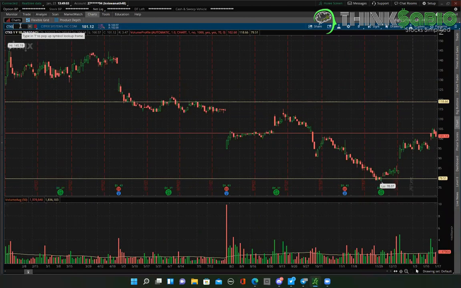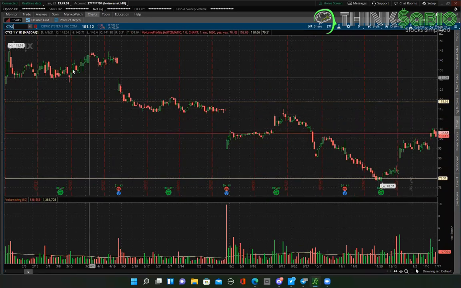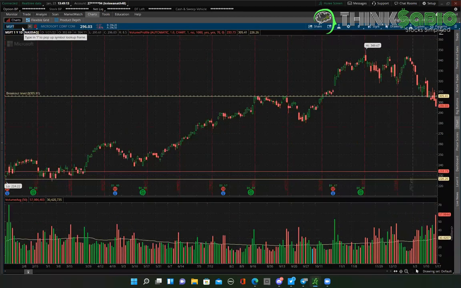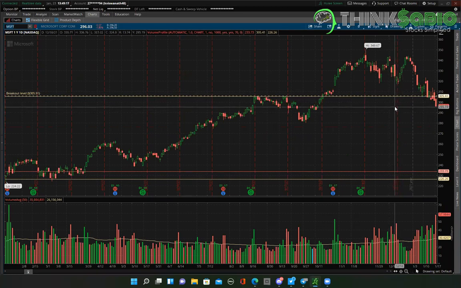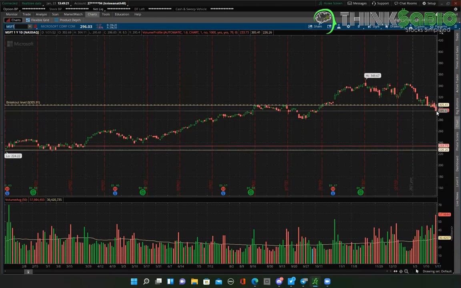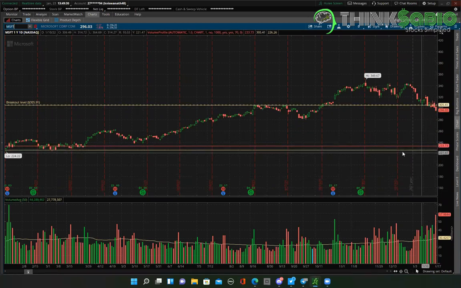CTXS, I don't know what that stock is. It has pretty much just been gapping up, gapping down. But then this is CTXC. Microsoft, did we not check Microsoft already? Yeah, it just went under the volume profile, but it has quite a way to go. But like I say, if it breaks this, that means the momentum to the downside is more. If it breaks this, it's not good.